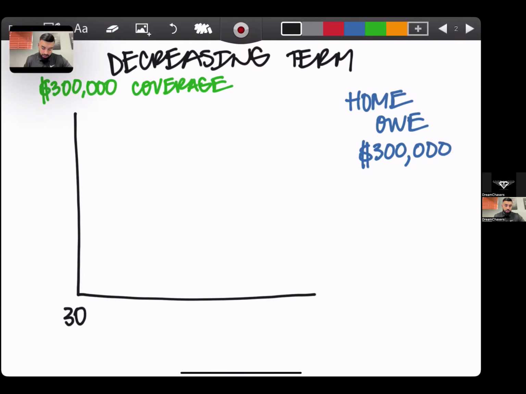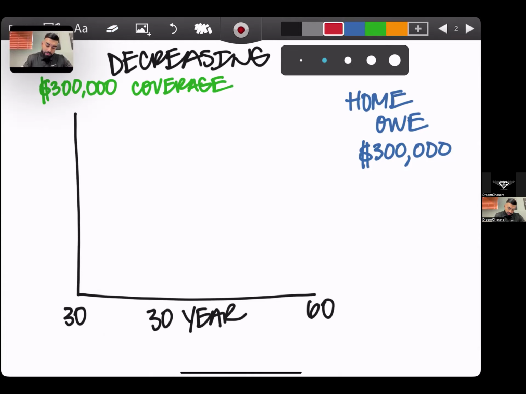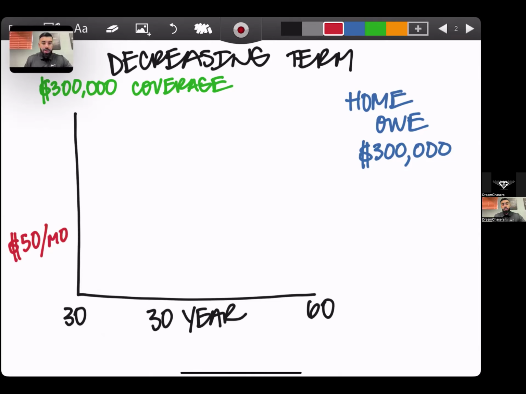Okay. So here we go. So I'm 30 years old, and let's say I purchase my home on a 30-year mortgage loan. So I'm going to get a decreasing term policy for 30 years. So it's going to take me from 30 all the way to 60. At 60 years old, I should have this home paid off. My premium, let's say it's going to be $50 a month. And remember, the premium stays level for however long the term is. So from age 30 to age 60, my premium is going to stay the same, $50 a month.